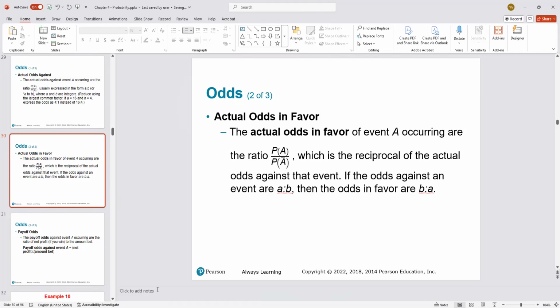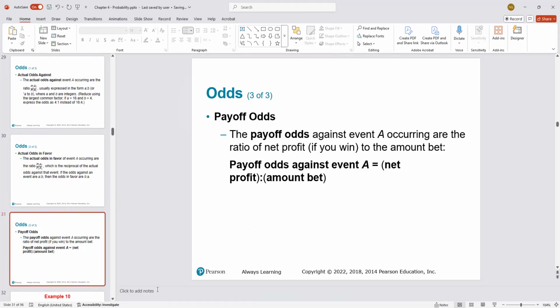And the other definition is the payoff odds against event A occurring, the ratio of net profit if you win to the amount bet. Very important again. So we said payoff odds against event A equal net profit colon amount bet. So these definitions reflect the actual likelihood of an event.